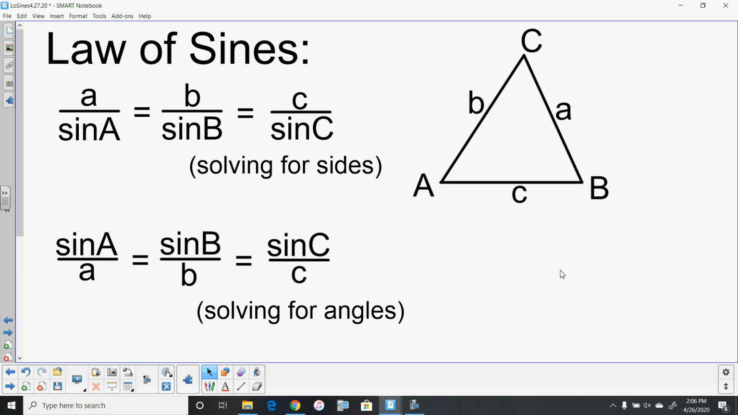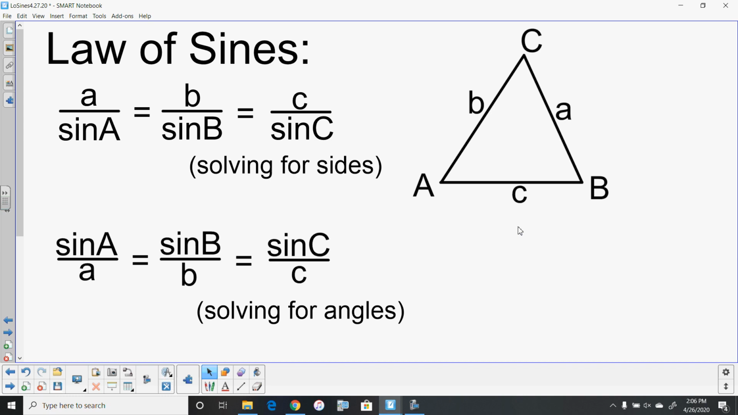But in this triangle, you'll see that I have capital letters for all the vertices, for all the angles, and then lowercase letters across from those capital letters to represent that side. For example, here's my capital letter A, across from A is lowercase a, the side across from angle A. Angle B, side B, angle C, and side C.